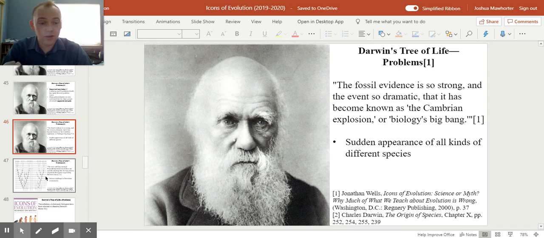Jonathan Wells writes, the fossil evidence is so strong and the event so dramatic that it has become known as the Cambrian explosion, or biology's Big Bang, because there's a sudden appearance of all kinds of different species, not origin from a single point of commonality, descending with modification and diverging into more kinds and species, but rather a sudden appearance. All of a sudden all these classes of living beings appeared at once, is what the evidence of the fossil record shows.